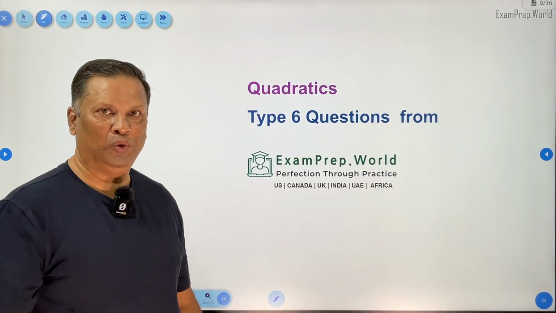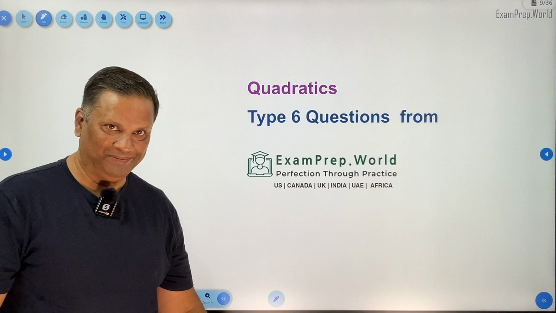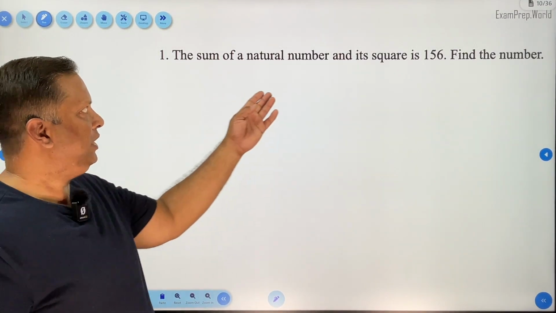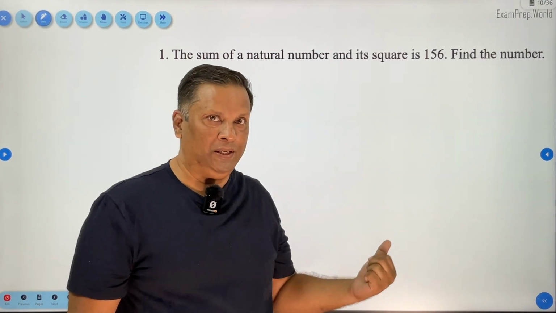Hi kids, so we come to type 6 questions of quadratic. Okay, let's begin. The sum of a natural number and its square is 156. How do you convert into mathematical expression?